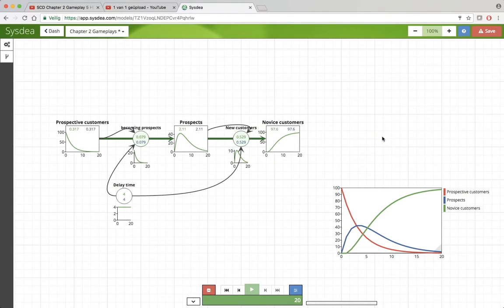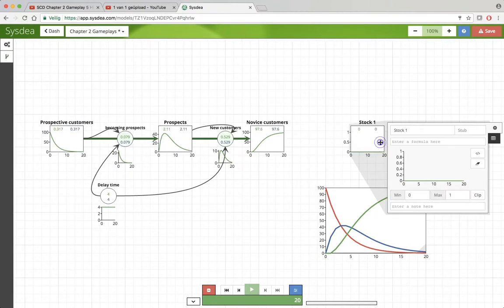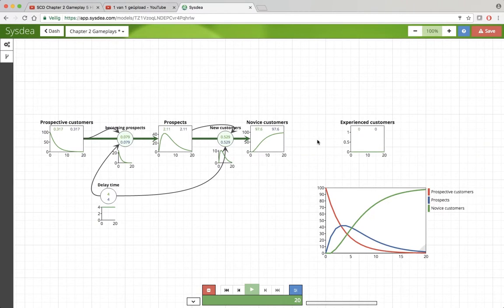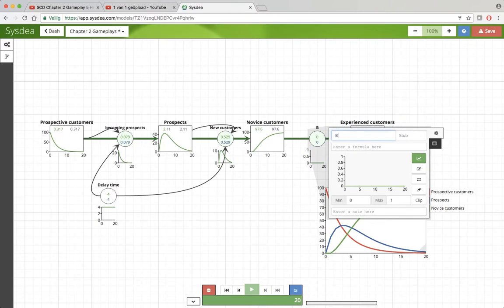We can make it a third order material delay. If we now make this experienced customers, quite a common structure in marketing, since it's the experienced customers that often give you the highest revenue. Becoming experienced would then be an appropriate term for that.